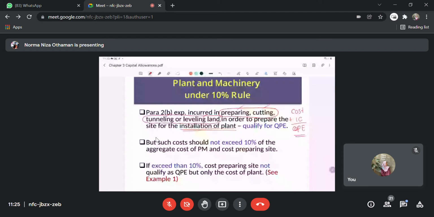Right? So kalau you jumpa this kind of expenditure, kita tak boleh kata dia terus automatic qualify. Okay, kalau you kata dia adalah cost, automatic qualify, incidental cost, automatic qualify. Tapi preparing site, awak kena test. Okay, so kita akan pakai 10% test untuk kita tentukan sama ada dia jadi qualify QPE ataupun dia non-QPE. Untuk item ni sahaja.